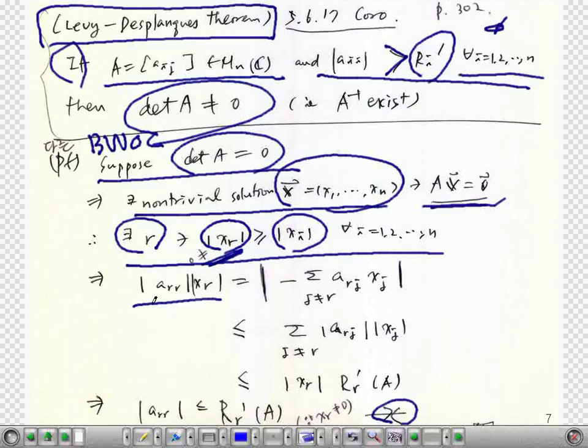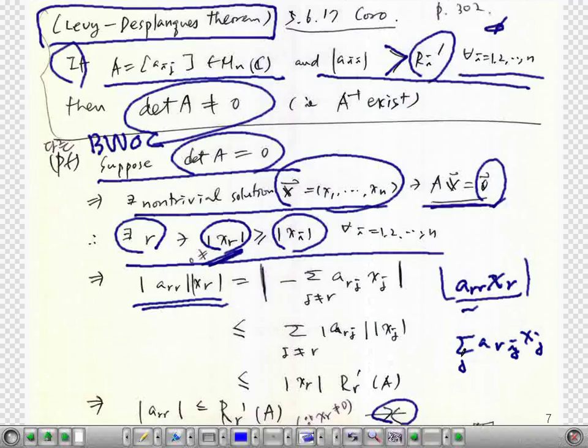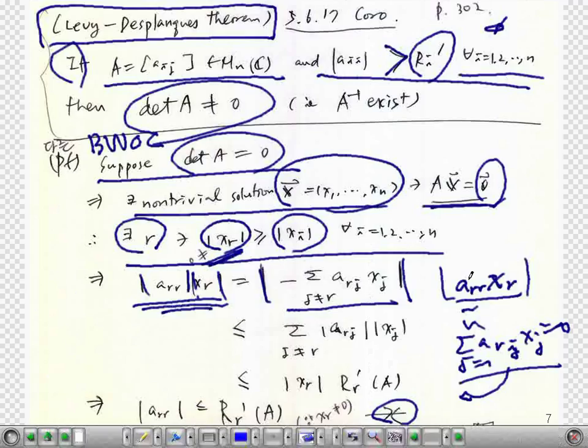Okay? Then think about a_rr xr and take an absolute value of it. Since Ax is a zero vector, the summation of a_rj xj from j equals 1 to n is equal to 0, isn't it? So we just leave one term on the left and move all others to the right. Then we have this, and we just take an absolute value. These are the same because both sides are positive.